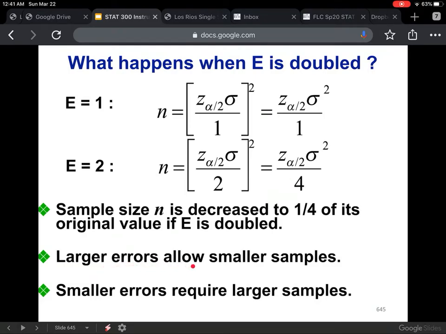And then larger errors allow for smaller samples, like if we're okay being really far away from the population mean. And smaller errors require larger samples. If we want to be very accurate, then we need to make sure that we take larger samples. Keep that in mind.